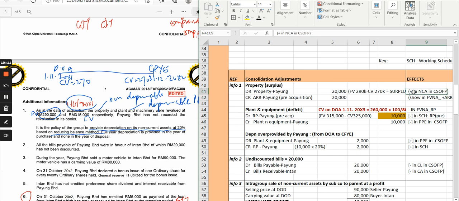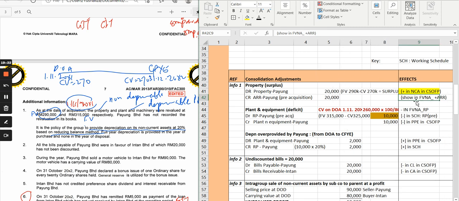At the same time, you also need to adjust your fair value of net asset figure. What I mean by that is that when you calculate your goodwill, make sure you take into consideration the asset revaluation reserve on the date of acquisition to be part of the fair value of net asset. Okay, done. Next one is for the plant and equipment.